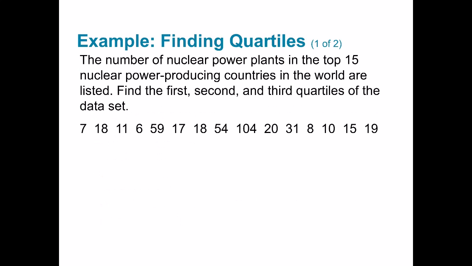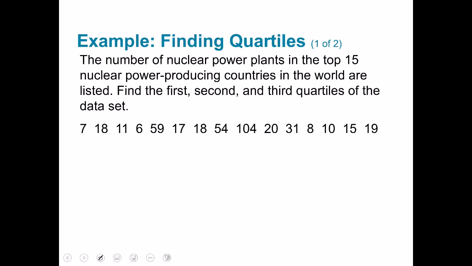So let's look at a data set and see how we would find the quartiles. Here we have the number of nuclear power plants in the top 15 nuclear power producing countries in the world, and we want to find the 3 quartiles of our data set. What are those 3 numbers in our ordered data set that split our data, where we have 1/4 of the data below the first value, half of the data below the second value, and 3/4 of the data at or below the third value? The first thing we need to do is put this data into order.